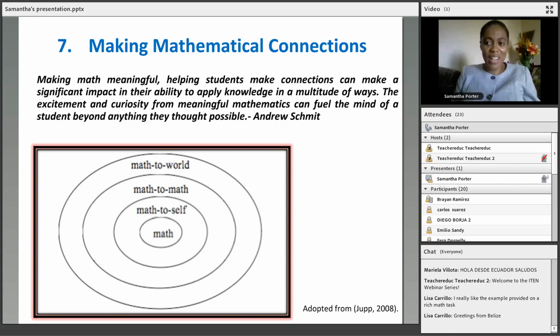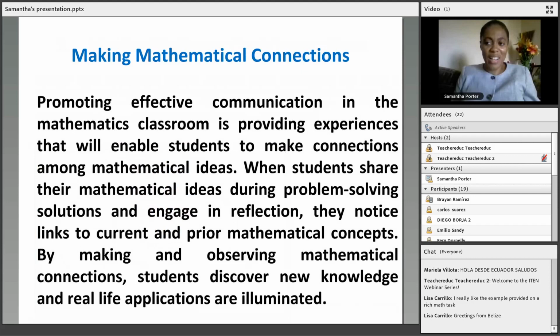Maths to self connection gives students the opportunity to make personal connections, apply prior knowledge and experiences to new problems or solutions or situations. So, in stimulating communication within our classrooms, we have to allow our students to make mathematical connection to the world, connection to other maths areas, and connection to self.